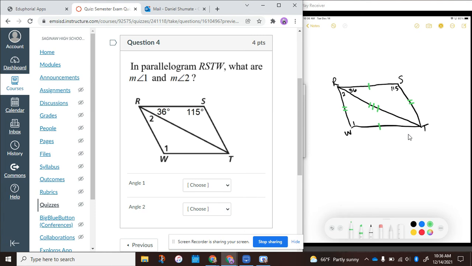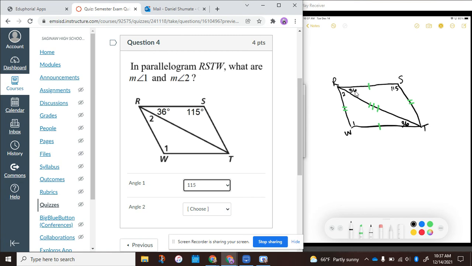Now here's the part that you got to watch out for. Angle 1, it's pretty obvious which corresponding part that goes with. It's pretty clear that angle 1 and angle S up here, this 115, are going to be the same. And it is going to be very tempting to immediately say that angle 2 is 36 degrees. But that is not the case. Angle 2 is not going to be 36 degrees. The one that's 36 degrees is this one down here, this angle on the bottom corner.